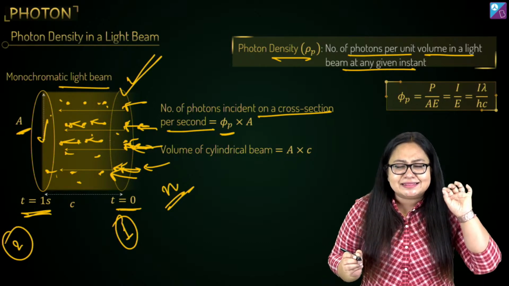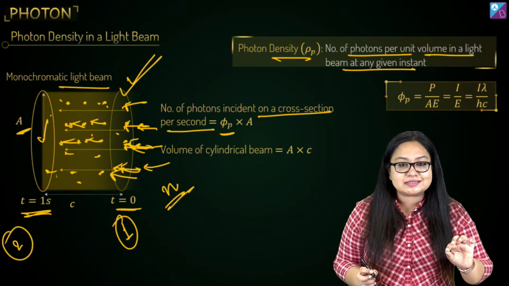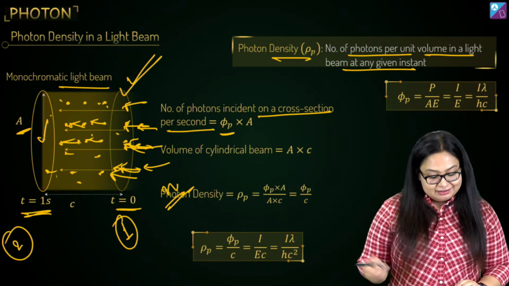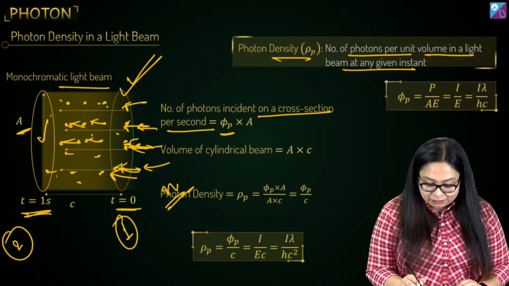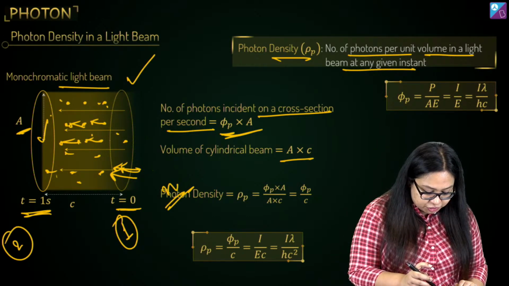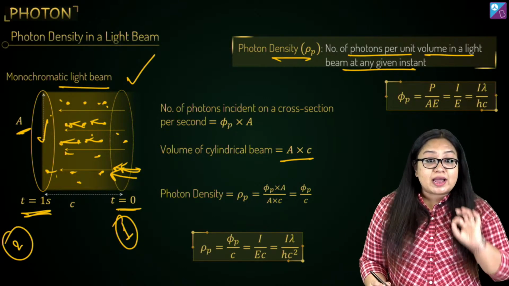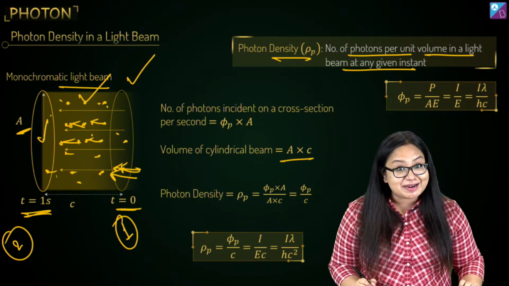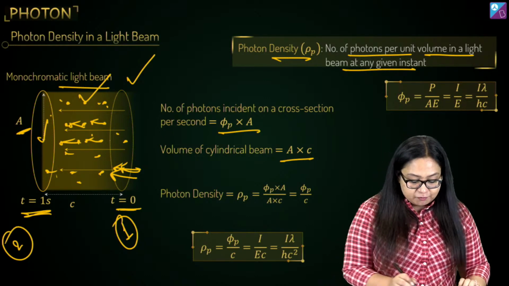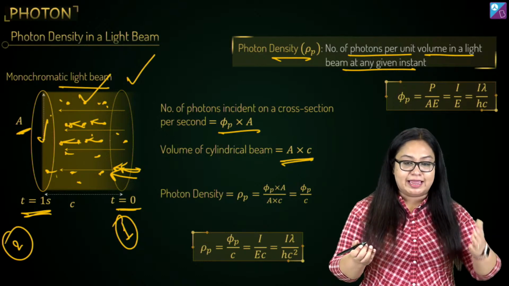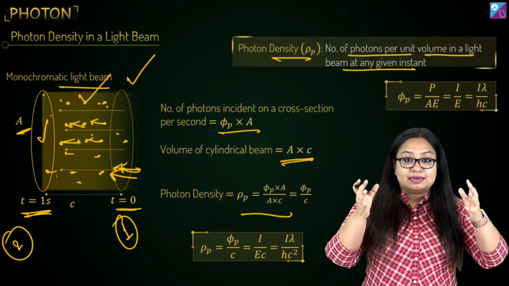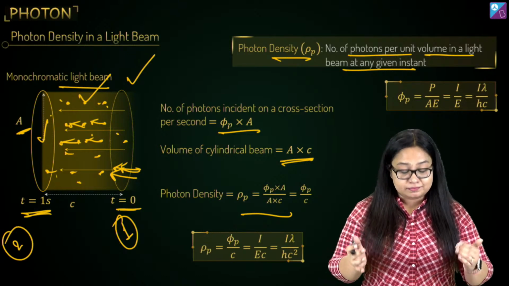Make sense? And that is what is giving us the number of photons that are in the cylindrical region, right? What is that? Number of photons in the cylindrical region will be equal to phi_p into A. Now, volume of the cylindrical region is A into c. Let me erase this portion so that you can see this properly, right? The number of photons present in this cylindrical region is photon flux into A, and the volume of the cylindrical beam is A into c, cross-sectional area into length, which is c, okay? And photon density will be nothing but the number of photons in the cylindrical region divided by the volume of the cylinder.